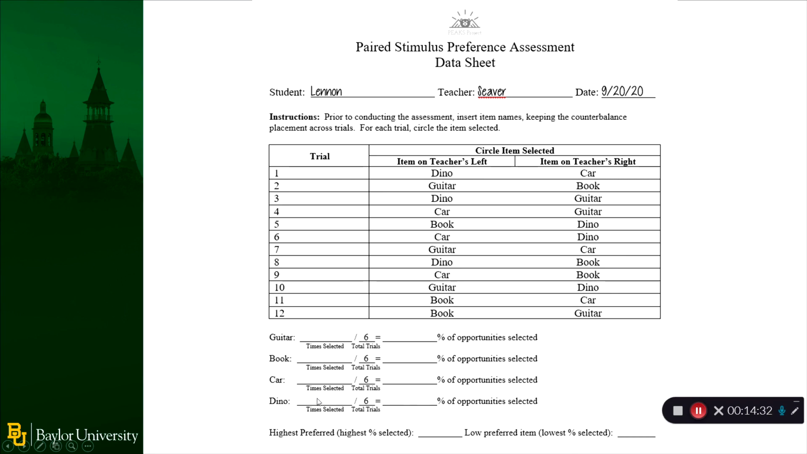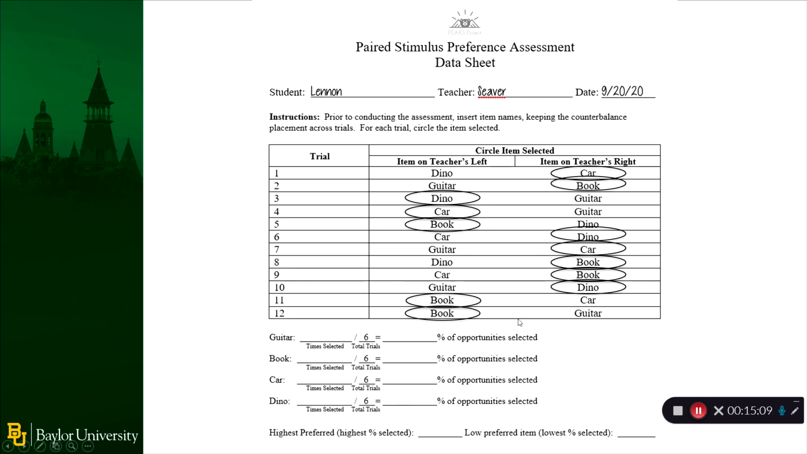And we also, Ms. Seaver has prepared this data sheet by going ahead and filling in the items there on the calculation portion. So if we were to take data as we were watching Lennon and her selections, her first trial she chose car, her second trial she chose book, her third trial she chose dino, her fourth car, her fifth book, her sixth dino, and we saw the seventh, but we did not see the remainder. The video was stopped, so I went ahead and filled those in for us.